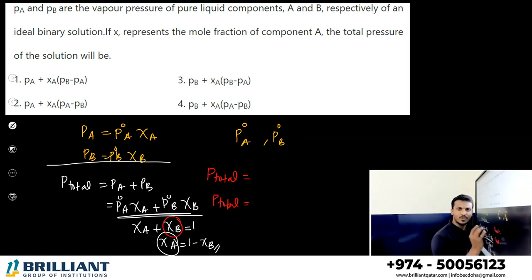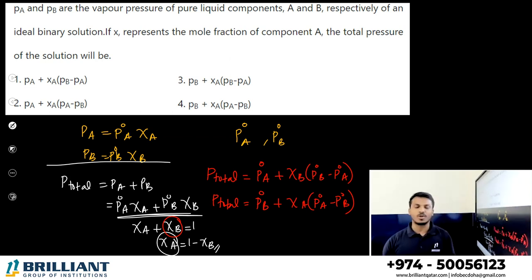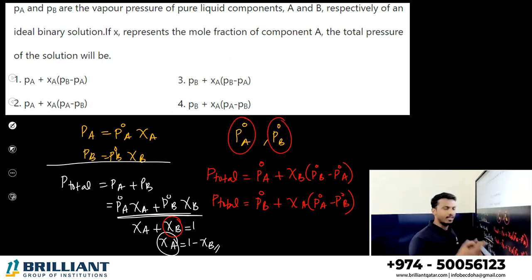First, I am writing in terms of A: P naught A plus xB into (P naught B minus P naught A). That is one equation. For the other, you just interchange the components A and B, and you get P naught B plus xA into (P naught A minus P naught B). These are the two equations to calculate the total pressure of a solution. So in the question, instead of P naught A and P naught B, they consider PA and PB. Can you tell me the answer?